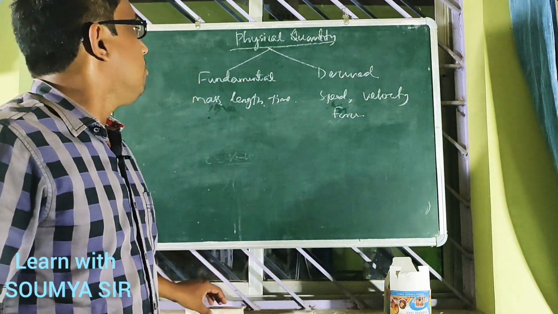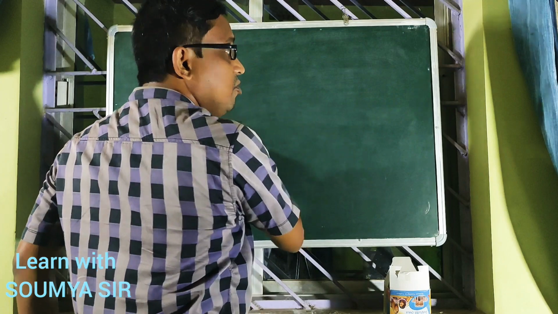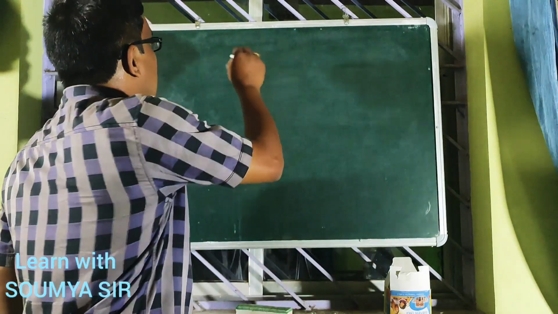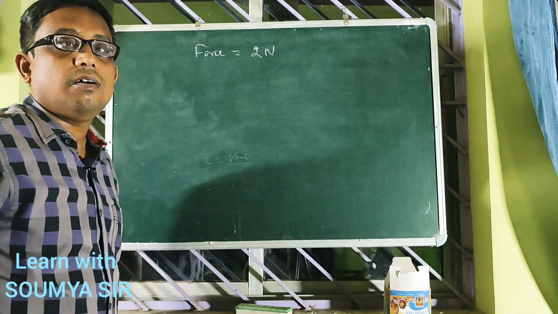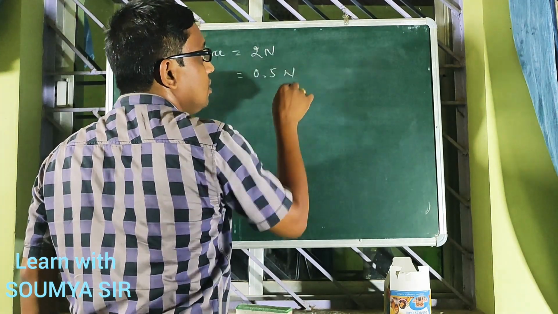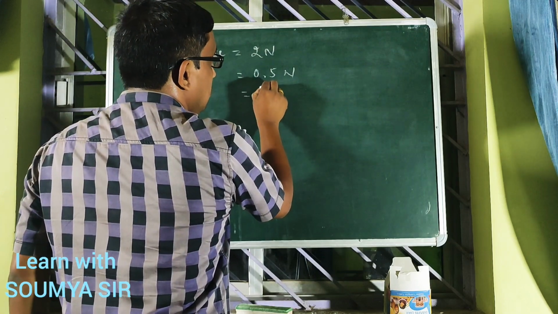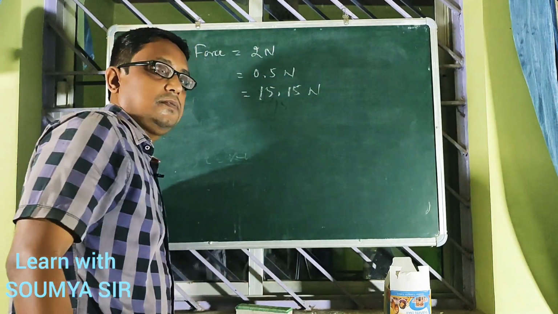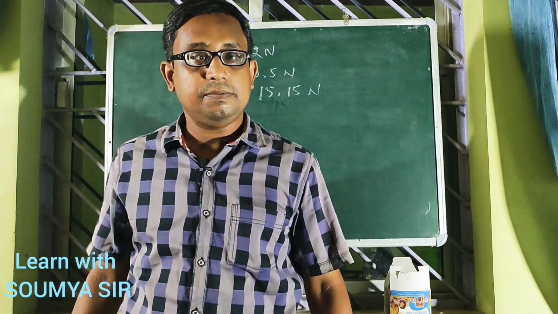Now, how can we express the physical quantities? This is the most important thing. How will we write the physical quantities? Suppose I write force is equal to 2 Newton. Another thing I write, force is equal to 0.5 Newton. And force is equal to 15.15 Newton, like that. So how will we write the physical quantities?